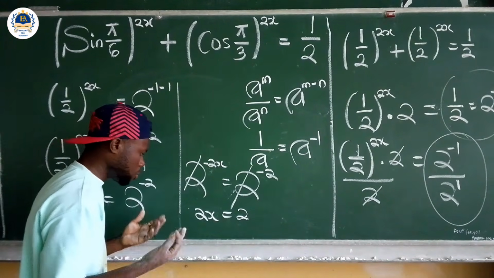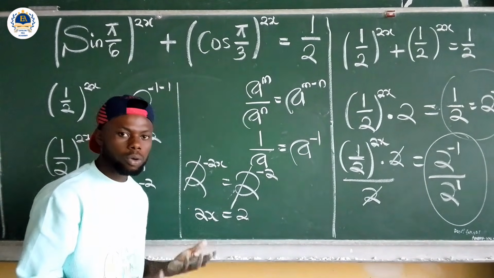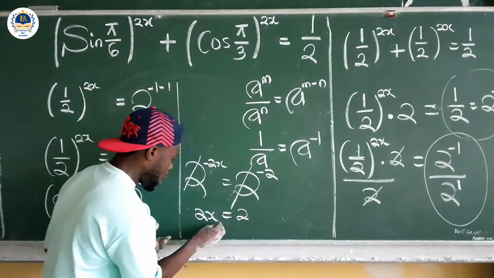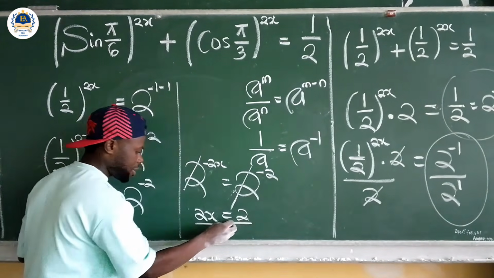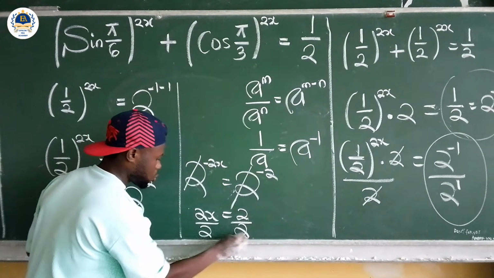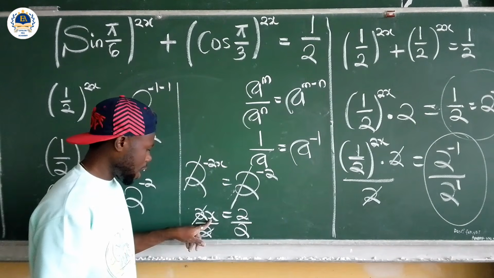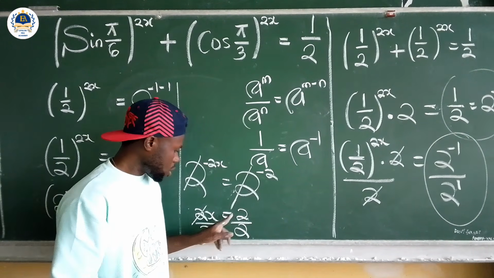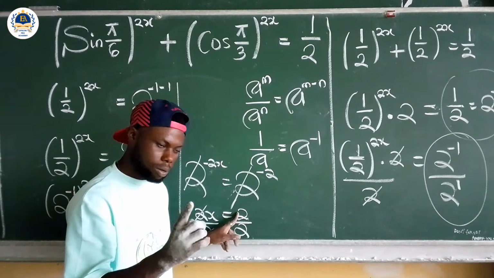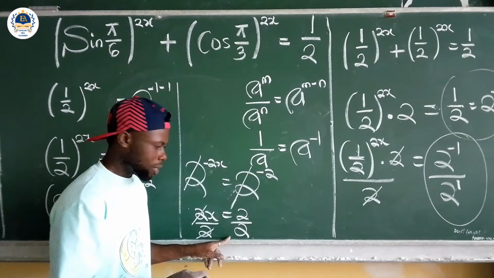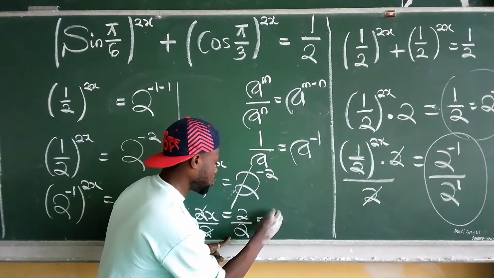To make x stand alone on its own, as the subject, I will divide here by 2. This cancels this, and x is equal to 2 divided by 2. So 2 divided by 2 is equal to 1, which is the value for x.